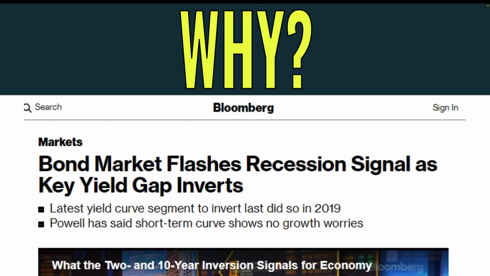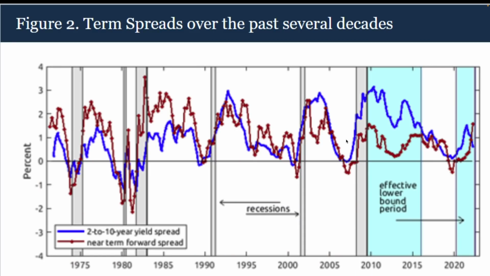So how come there's this correlation or this tie between a bond market flashing a recessionary signal? Why is this potentially a recessionary signal? Well, let's look at the data. This is from the Federal Reserve, where they talk about various different yield curves inverting. So the blue line is the 2-year versus the 10-year. Every time it dips below this line, this means that the 2-year yields more than the 10-year. Whenever it dipped, oftentimes it preceded a recession.